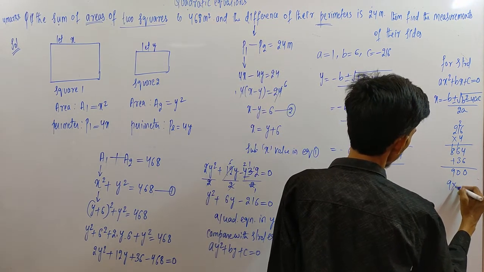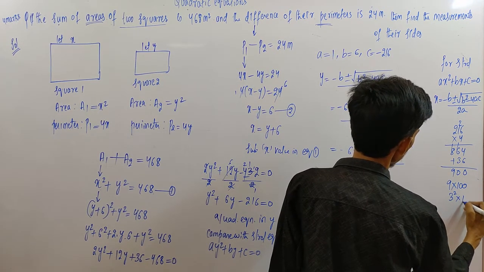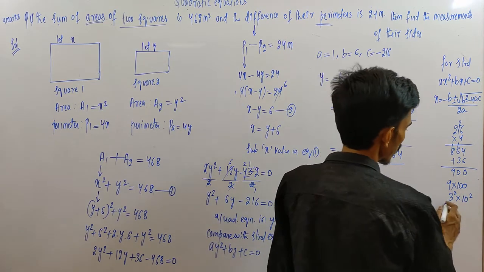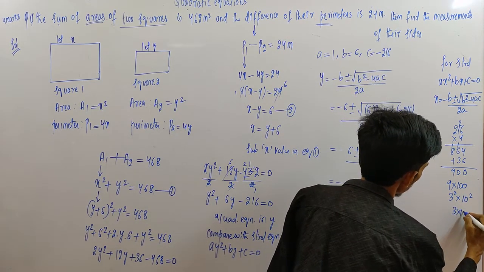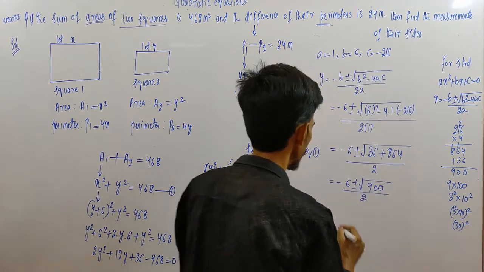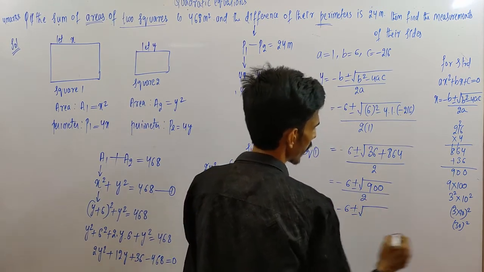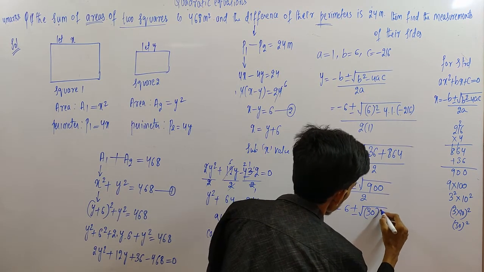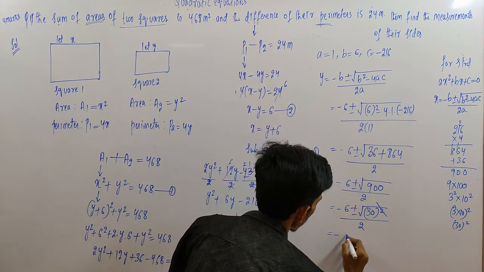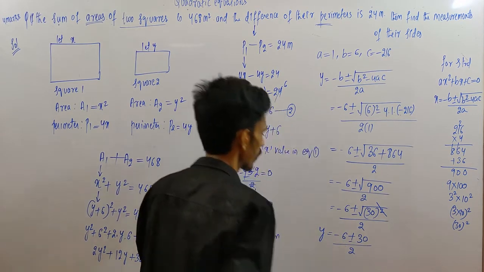900 can be written as 9 into 100. So this will become 3 square into 10 square. 9 is 3 square, 100 is 10 square. This can be collectively written as 3 into 10 whole square, so it will become 30 square. So this will become minus 6 plus or minus root over 30 square, divided by 2. This 2 will get cancelled. We have minus 6 plus or minus 30 divided by 2. This is the value of y.